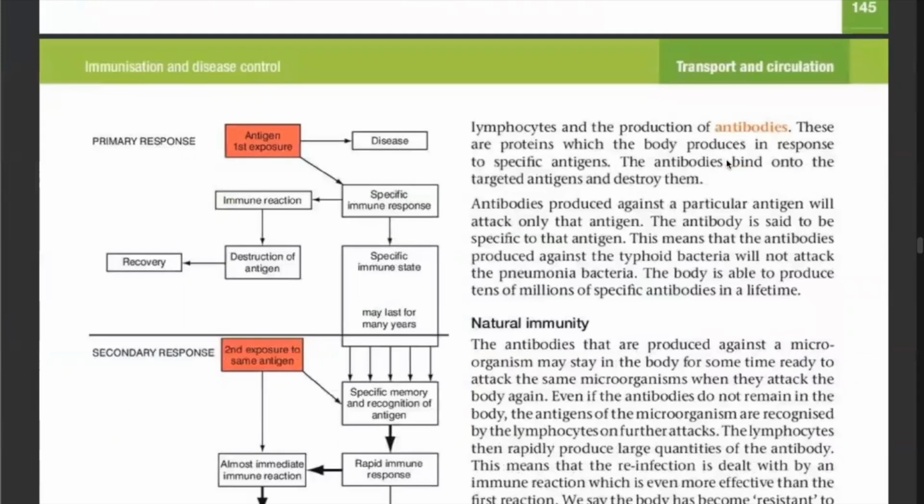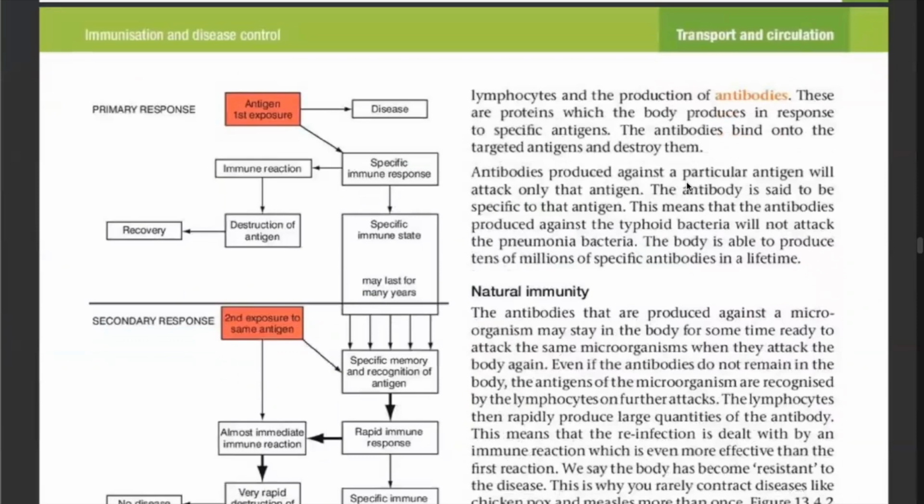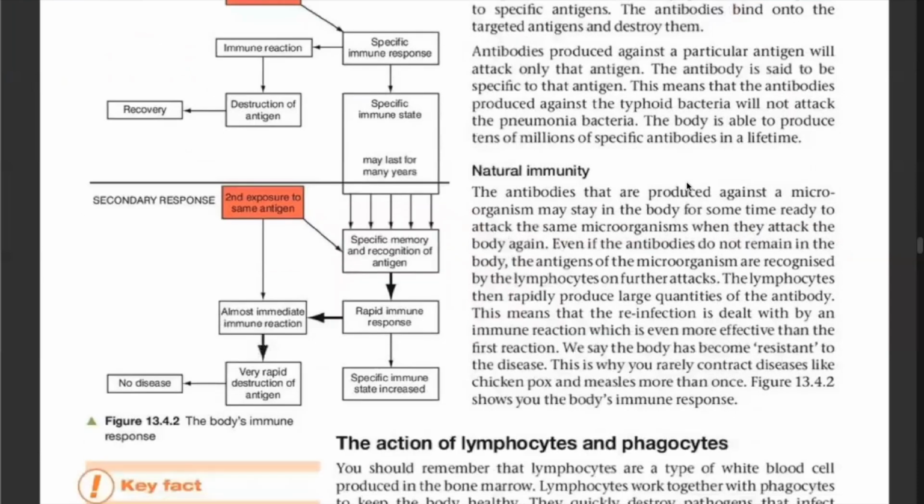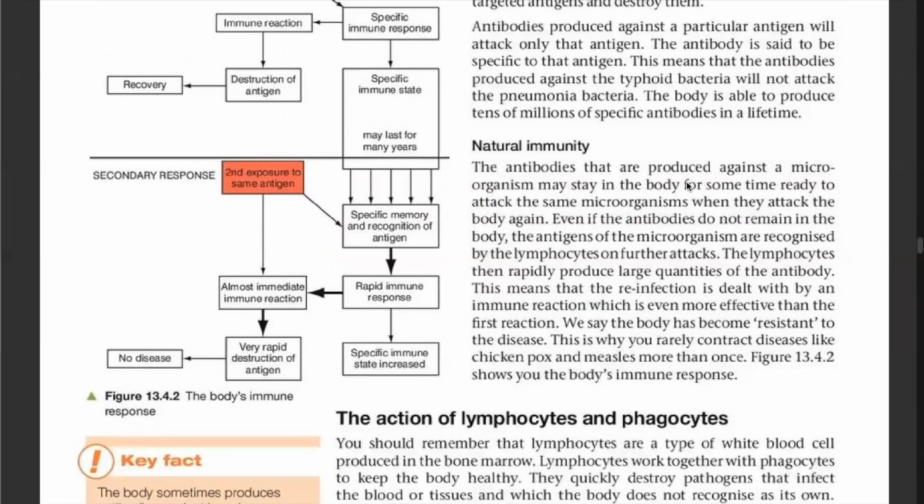These are proteins which the body produces in response to specific antigens. The antibodies bind onto the targeted antigens and destroy them. All right, so we already learned how antibodies and antigens function, how antibodies stick to antigens. The antigens are located on the surface of bacteria, viruses. When antibodies from our lymphocytes stick to those antigens, they help them to clump together, and our phagocytes then destroy those pathogens.